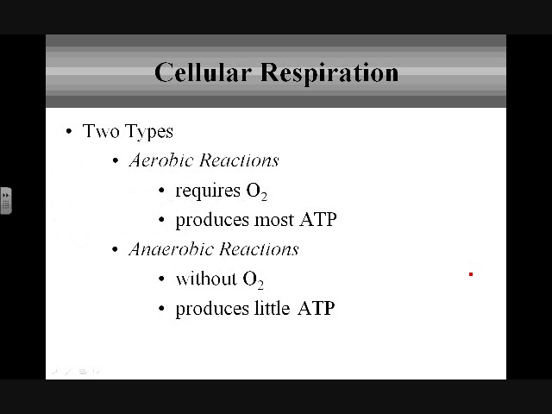So there are two different types of cellular respiration. We have aerobic, and we should know that by using that word aerobic, aero, we're talking about a requirement for oxygen, and this is where the most ATP is going to be generated, versus anaerobic. We put an "an" in front of it, and we should know that it's without, and that's going to produce very little ATP, but still some.